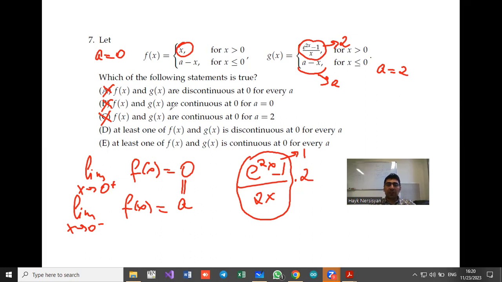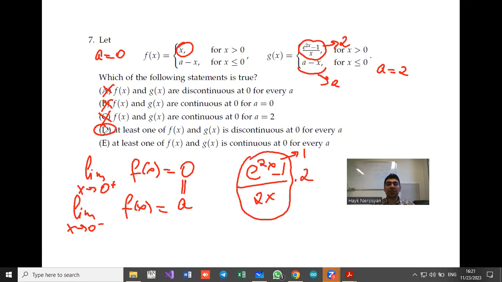Statement D says at least one of f and g is discontinuous at a for every a. Seems to be the correct answer. If a is not 0 and not 2, both are discontinuous. If a is 0, g is discontinuous; if a is 2, f is continuous. So either one will always be discontinuous. So D seems to be the correct answer.